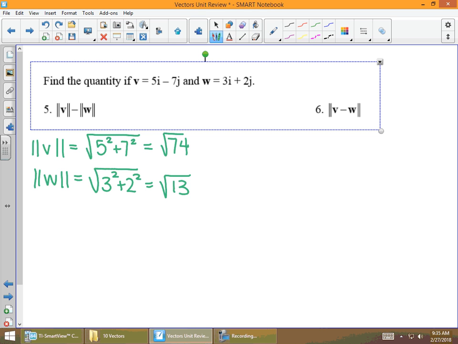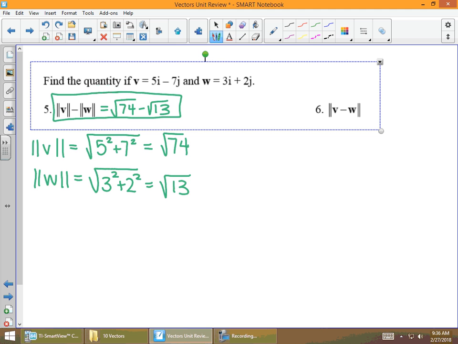And so the magnitude of v minus the magnitude of w, if we're just doing exact values, which is what we like, that's all we can do. 74 you can divide by 2, but it's 2 and 37, so you can't break that down any further. You can get a decimal approximation if you would like, but that's all I need.